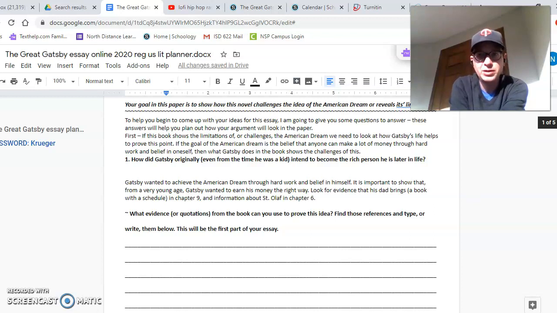So the first thing you want to show with Gatsby's life, if this book shows the limitations or challenges of the American dream, is how Gatsby's life helps to prove this point. If the goal of the American dream is the belief that anyone can make money through hard work and belief in oneself, then what Gatsby does in the book shows the challenges of this. So, first of all, how did Gatsby originally want to earn his money from the time he was a kid, and how did he intend to become a rich person later in life?